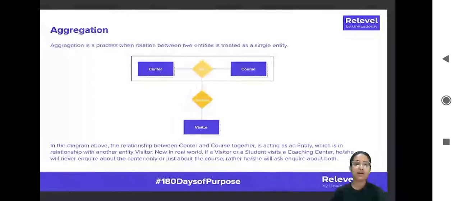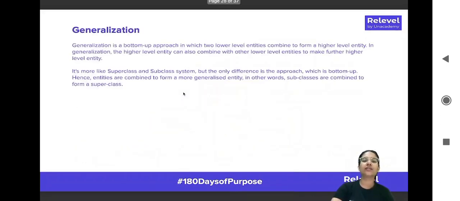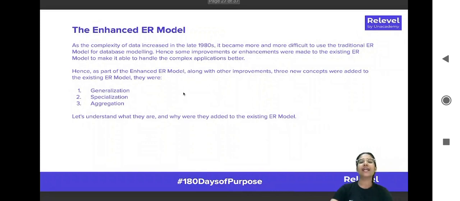So here, a relationship between two entities, and the entire thing, can be considered as one entity itself, and that is what the process of aggregation is: combining two entities to become a single entity. And these are the three things that were introduced that actually made it easier to represent the complexity of the data in ER models.